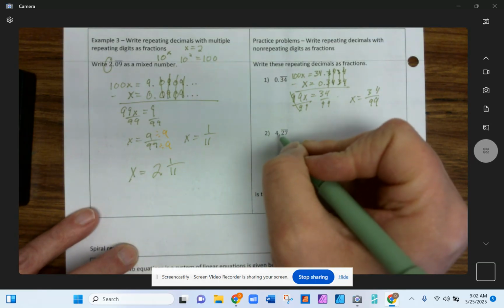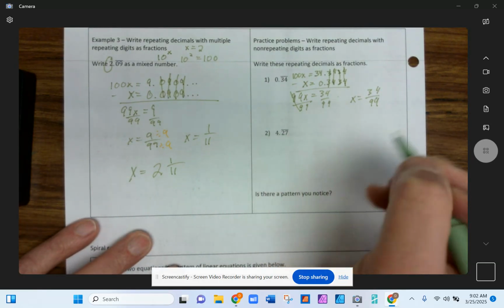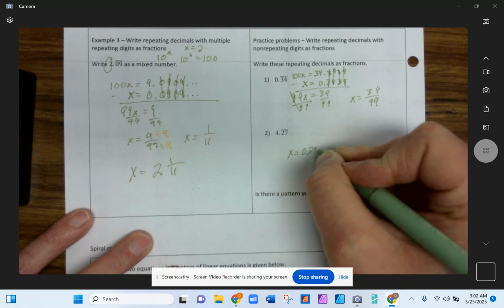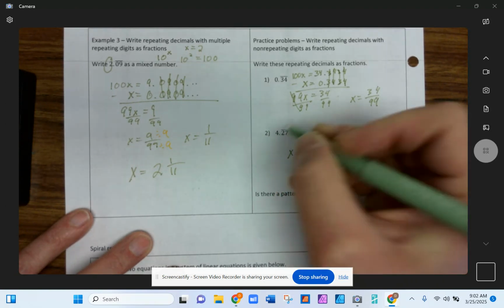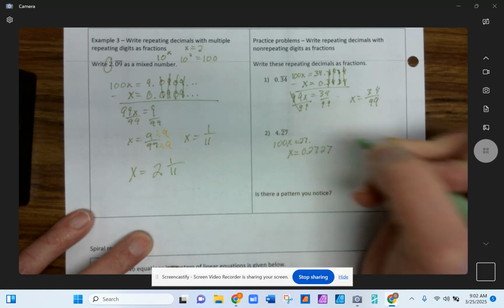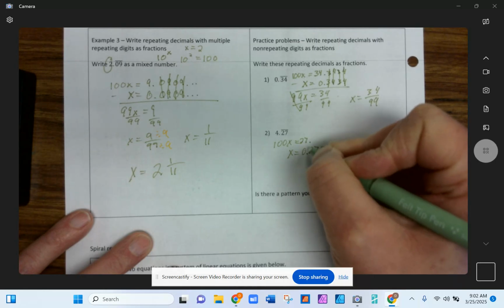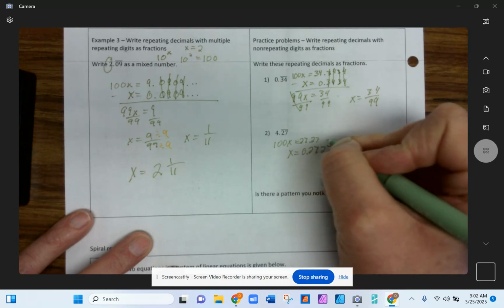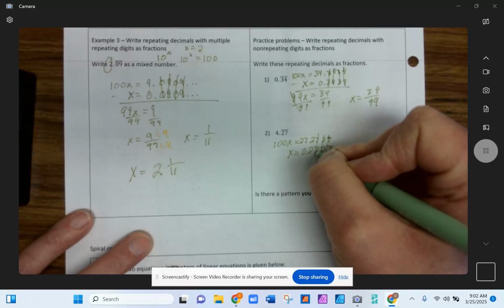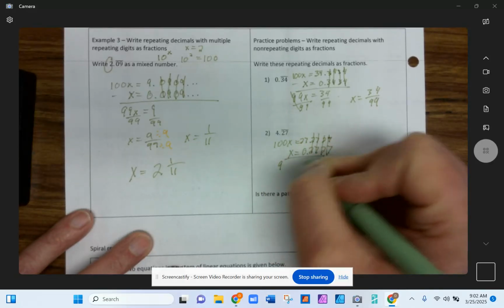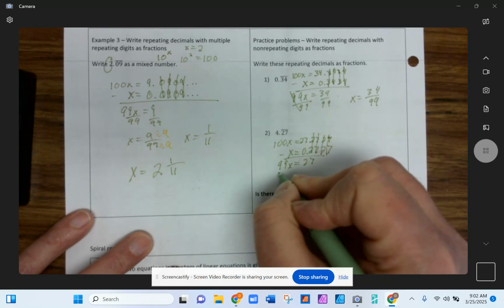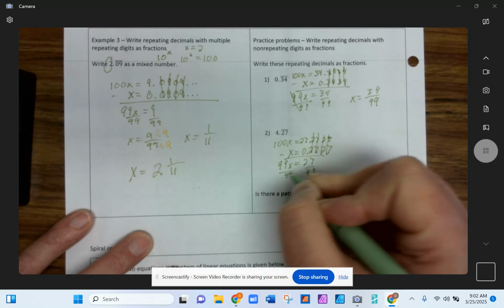Again, when you have a whole number out front, just forget about it until the end and then add it back in. This becomes 0.2727, again, goes on forever, and then 100x equals 27 point, gotta make sure you line your decimals up, otherwise this is going to screw you up, 27, okay? So this becomes 99x equals 27.